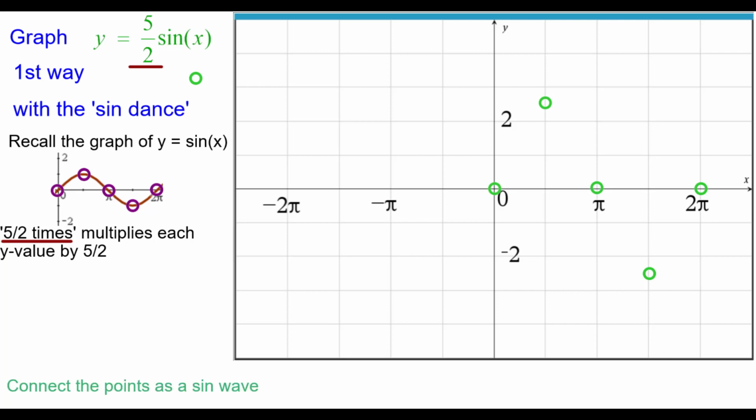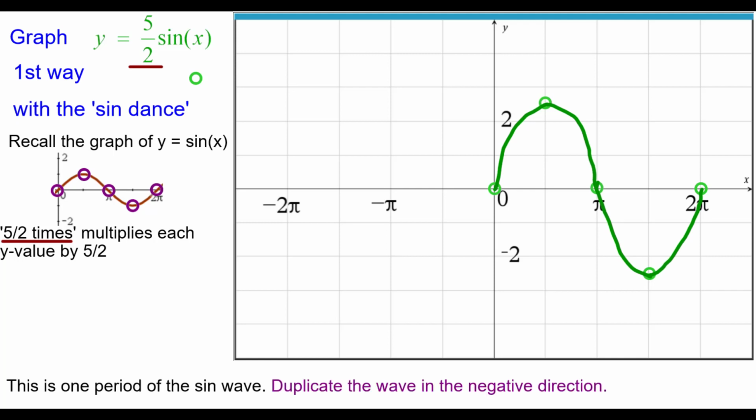So let's go ahead and connect the points as a sine wave. We'll go with a frown or concave down, and then with a smile, concave up. This is one period of the sine wave. Let's go ahead and duplicate it, but in the negative direction to the left.